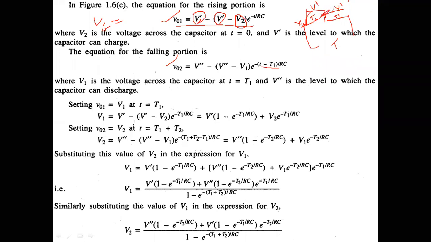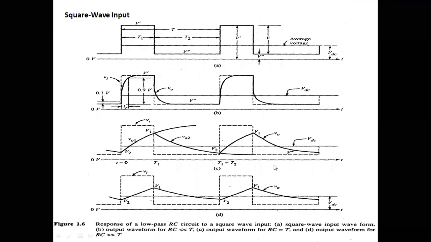Now what about the initial voltage and final voltage? Initially it is at V1. The initial voltage is V1 and finally the capacitor reaches our input voltage, V double dash. Therefore, V double dash minus V1 into e power minus of t2, that is T minus T1, by RC. This is nothing but VO2, which you will see once again. I will go to the previous slide. Now you will get the idea.